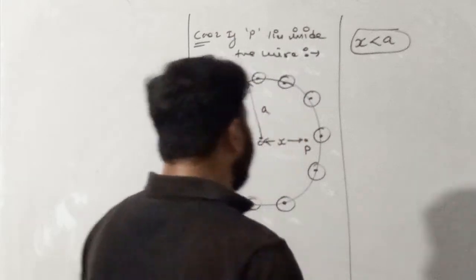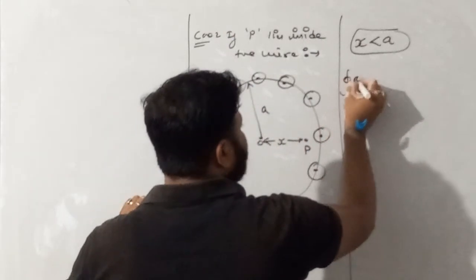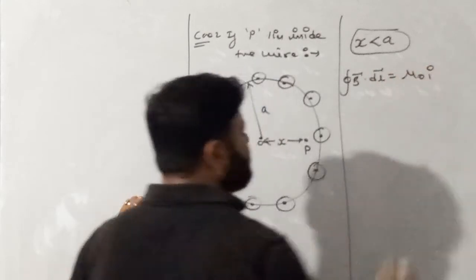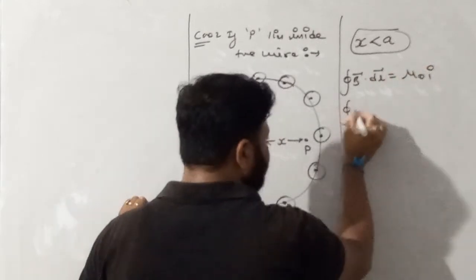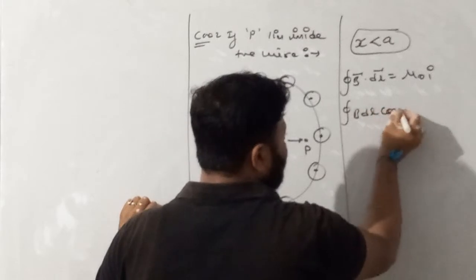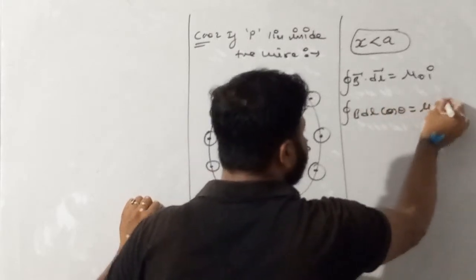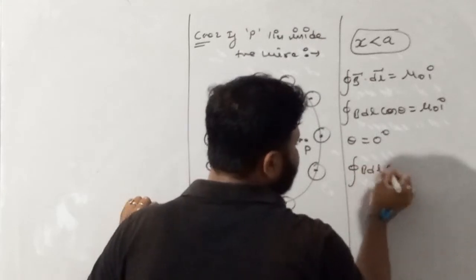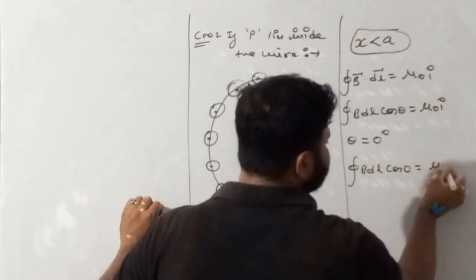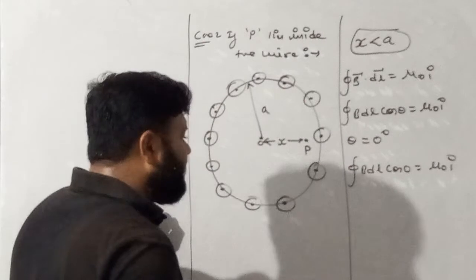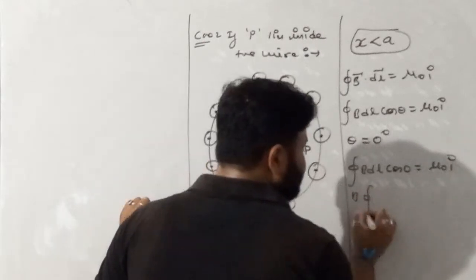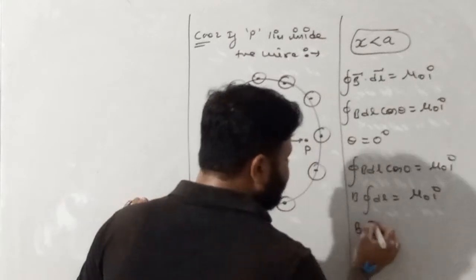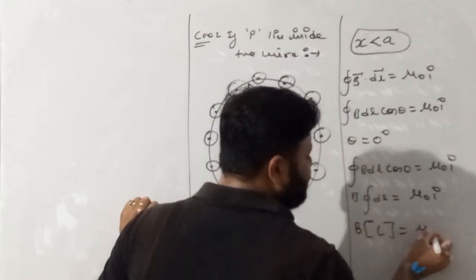We all know the formula: closed integral B vector dot dl vector equals mu naught I. This can also be written as B dl cos theta equals mu naught I. Theta must be 0, so B dl cos 0 equals mu naught I. B is constant, and the integration of dl is L, which equals mu naught I.